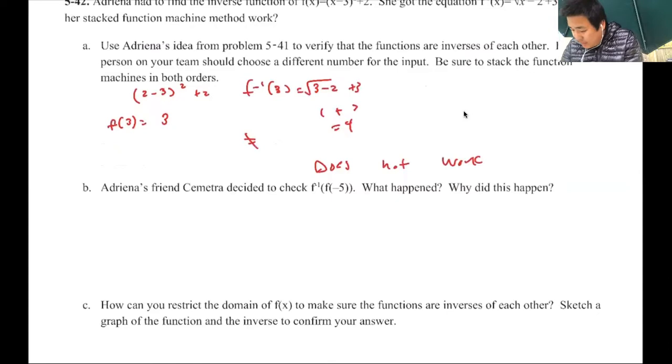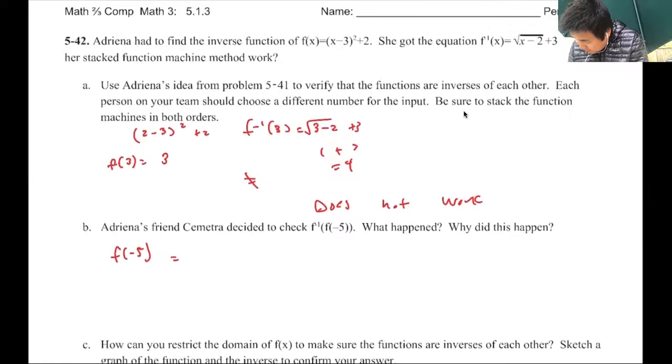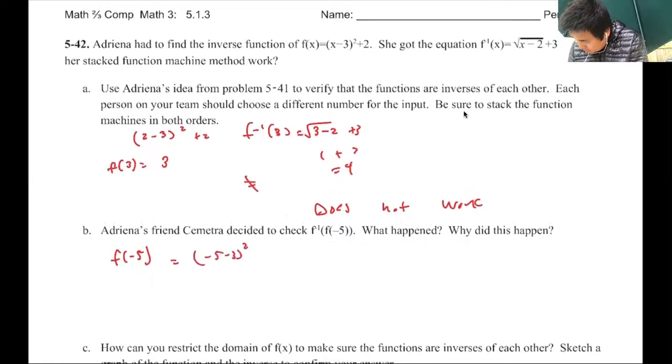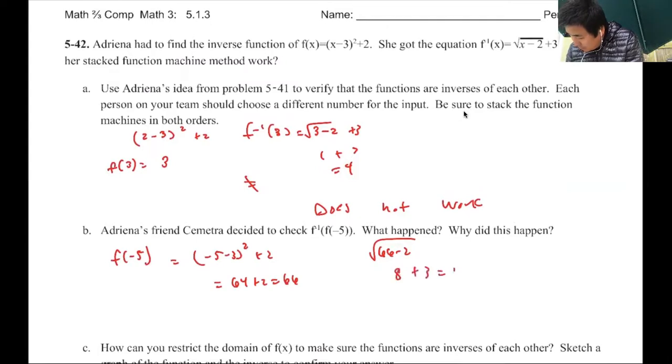Andrea's friend Dominic decided to check f inverse of -5. What happened? F of -5 equals -5 minus 3 squared plus 2, 8 squared, which equals 64 plus 2, 66. Take 66 and plug into the inverse. 66 minus 2 square root, which is 8 plus 3, which equals 11. They do not equal.